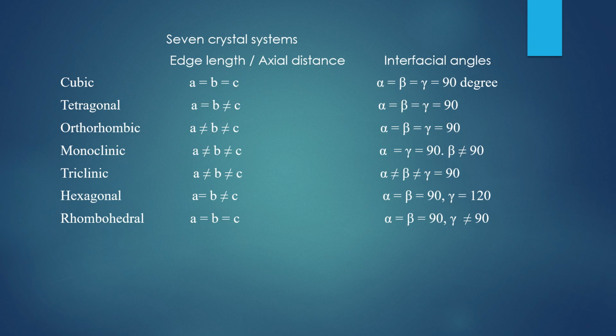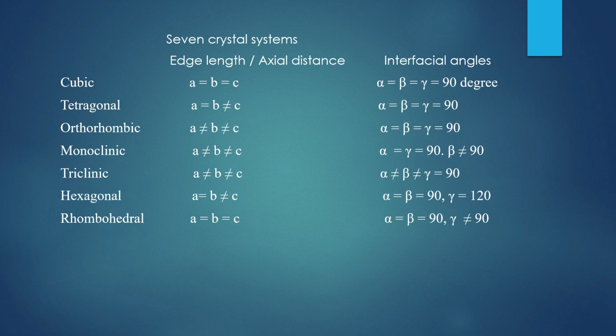In a tetragonal system, the axial distances are a equals b and b is not equal to c. Interfacial angles alpha equals beta equals gamma, which equals 90 degrees. Two sides are equal and the third side is different. All angles remain 90 degrees. Orthorhombic system. Axial distances.